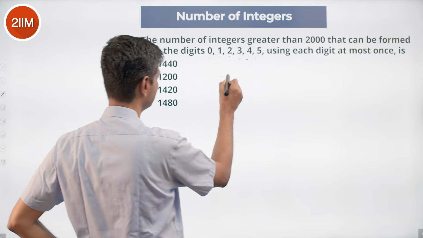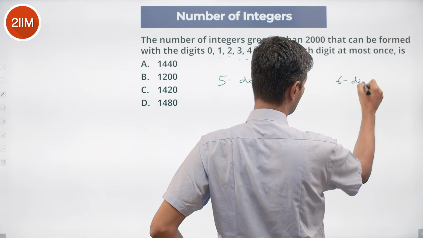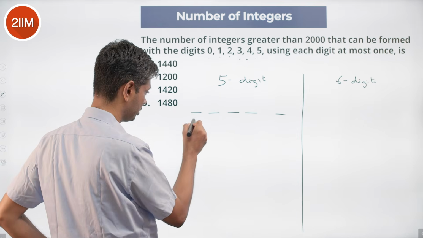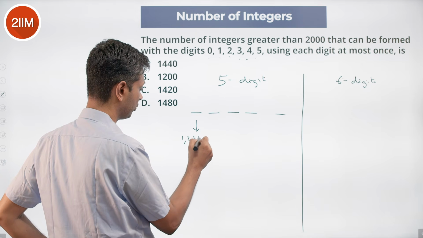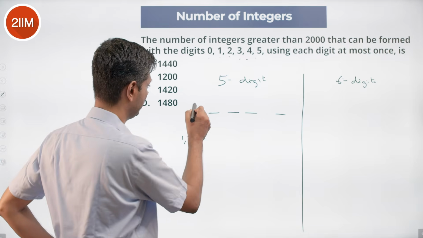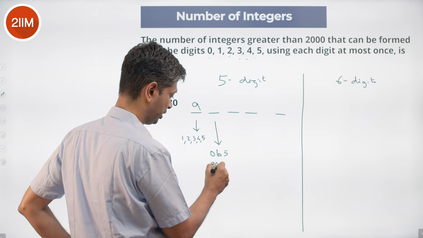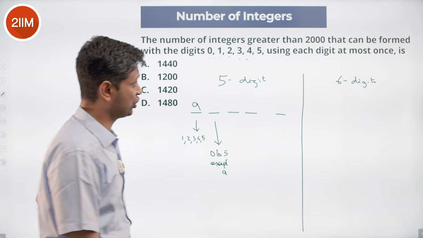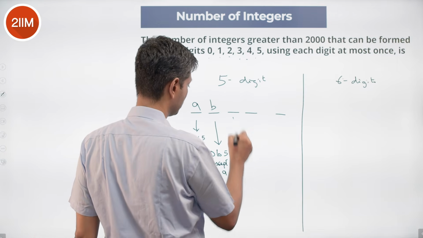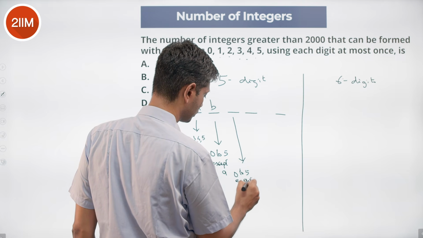We want to think about 5 digits. Then we'll think about 6 digits. Then we'll move on to 4 digits. For 5 digits, the first digit can be 1, 2, 3, 4, 5. It cannot be 0. The starting digit cannot be 0. Let's say this is A. The next one, B, can be 0, but it cannot be A. Why? Because each digit is used at most once. It cannot repeat. So B is a digit from 0 to 5 except A.